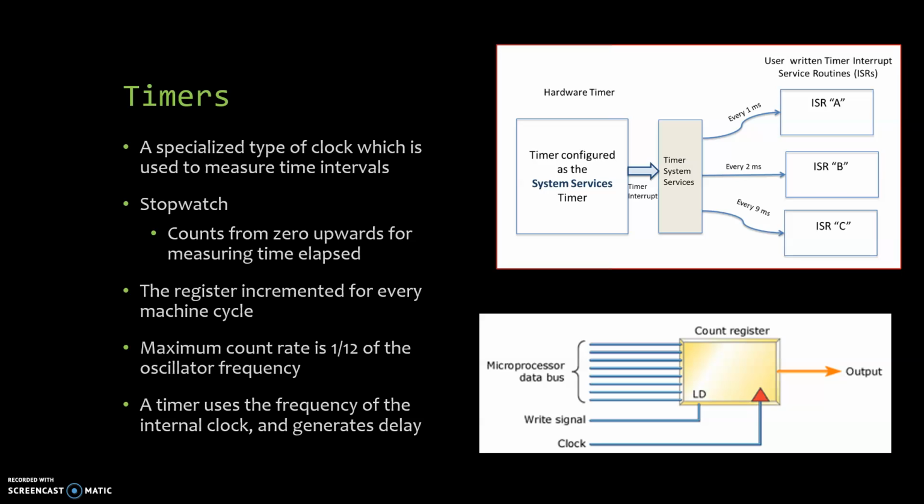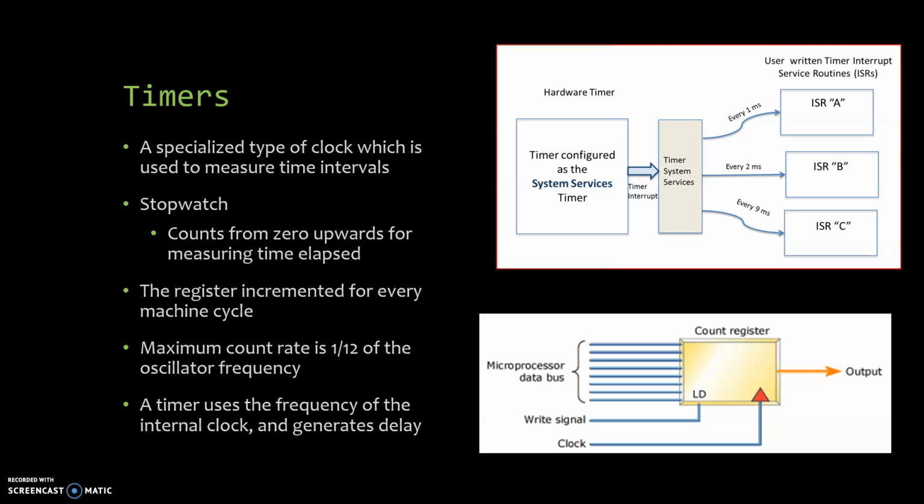A timer is a specialized type of clock which is used to measure time in intervals. A timer that counts from 0 upwards for measuring time elapsed is often called a stopwatch. It is a device that counts down from a specific time interval and is used to generate a time delay. For example, an hourglass is a type of timer.